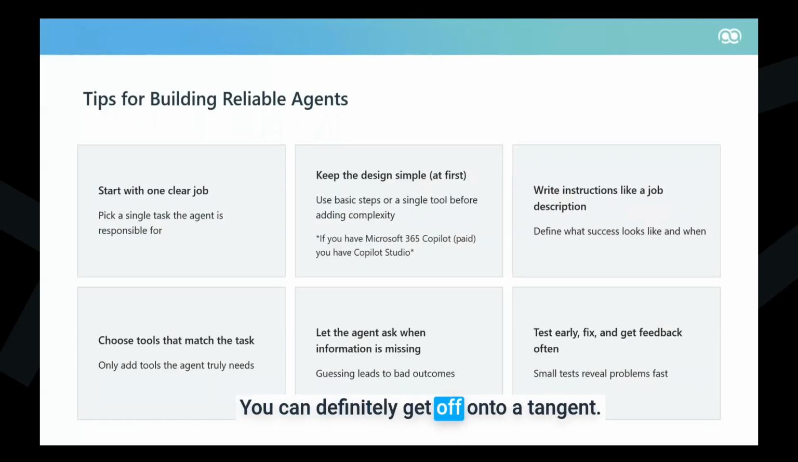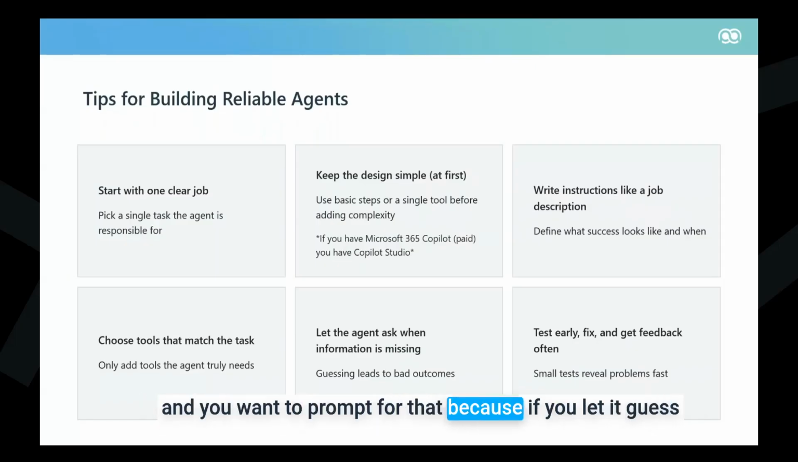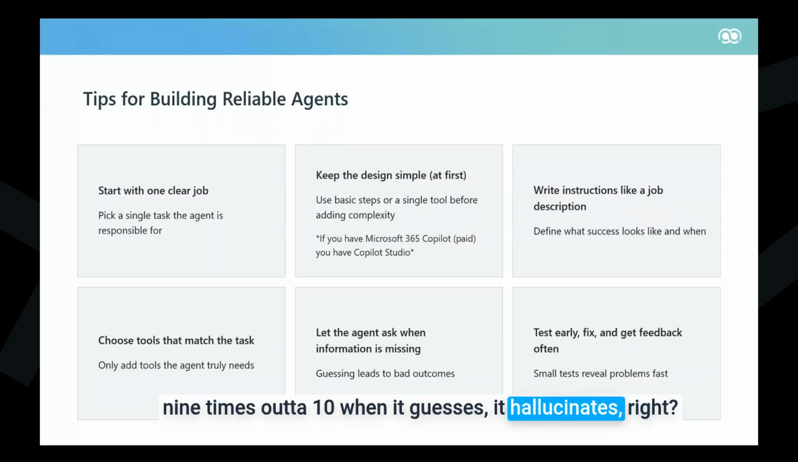You can definitely get off onto a tangent. And these agents are going to prompt you for information or clarity. You want to encourage that, and you want to prompt for that, because if you let it guess, nine times out of 10, when it guesses, it hallucinates.